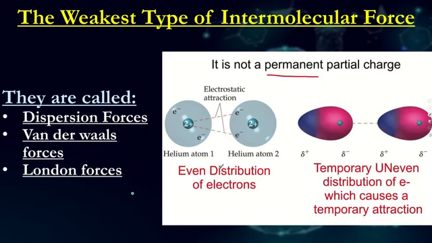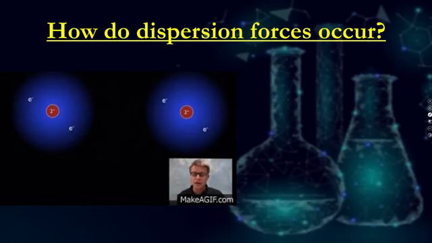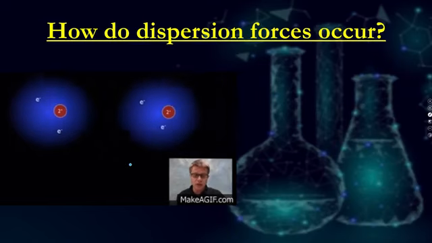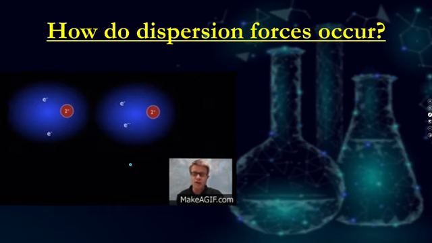Then we're going to look at the weakest types of intermolecular force. Now, you might hear it by different names: dispersion forces, van der Waals forces, London forces. To be honest, I don't really have that research done of why there's 3 different names, but there are 3 different names. Okay, look at this image here, and that might give you a little understanding of what we're about to talk about.